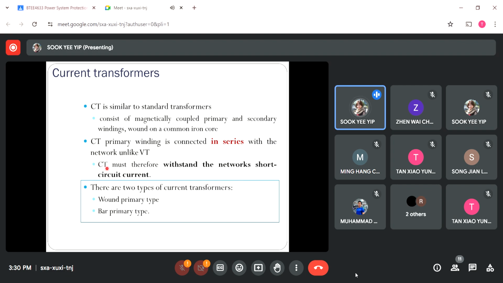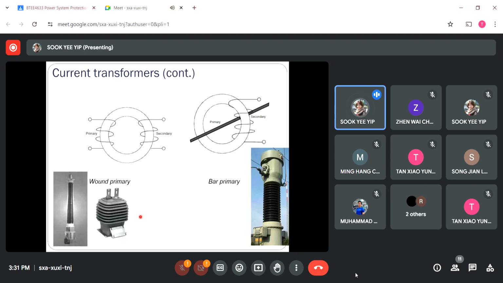In such a case, usually the primary winding turns of the current transformer will be constructed with a much thicker size of wire so that it's able to withstand the highest current flow, even short circuit currents. Okay, as introduced in the earlier class, we know there are two types of current transformer, and we classify them based on how the primary winding is configured. So we have wound primary types and bar primary types of current transformer. Let's check out the difference by looking into some photos here.